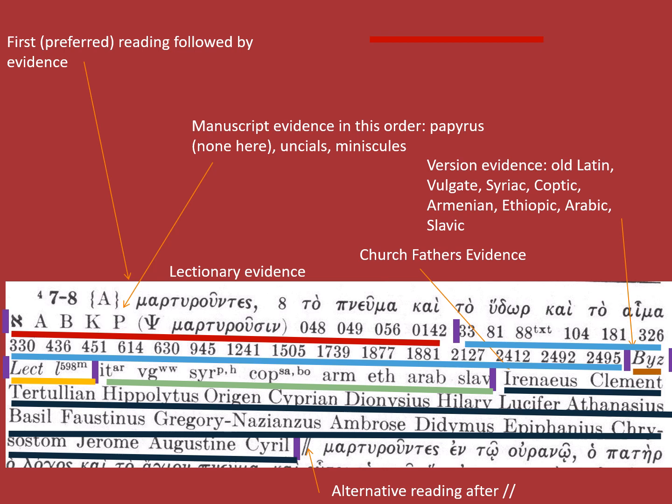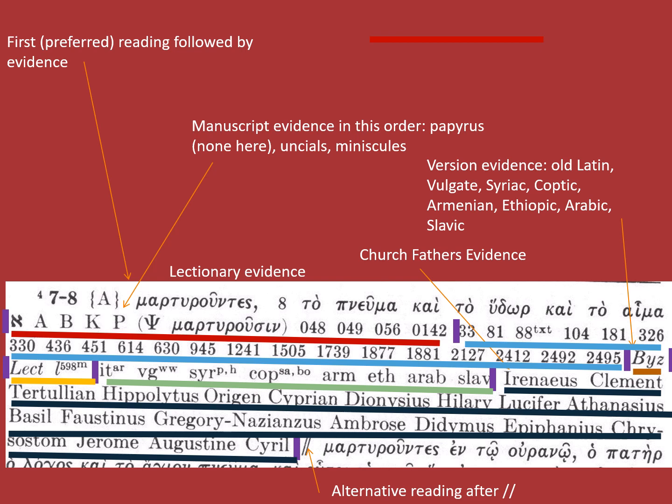What's important to note is that numbers that begin with a 0 are uncials. Numbers that don't begin with a 0 are minuscules. And so as you move to the other side, the right side of that purple line, we now have 33, 81, 88, and so forth, with the blue line underneath them, all the way up to 2,495. These are all minuscule manuscripts.